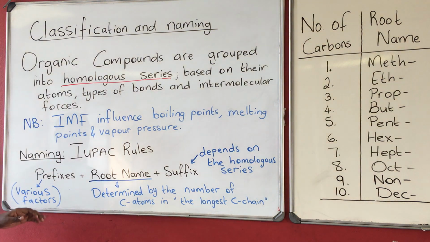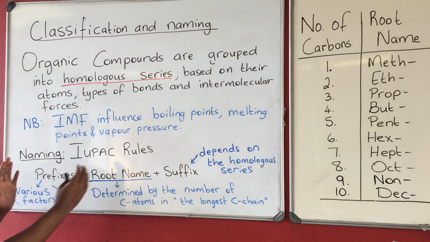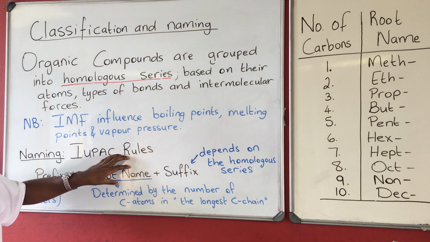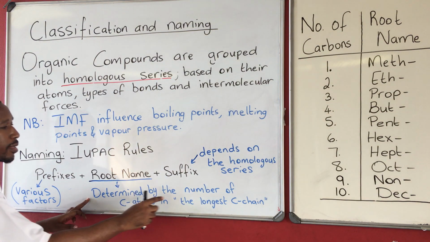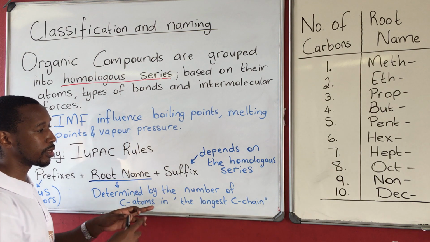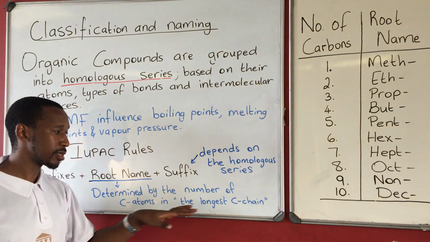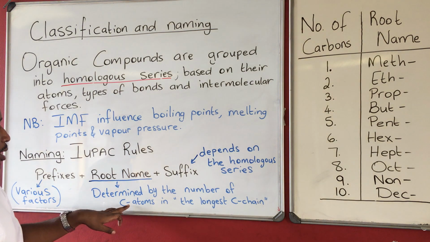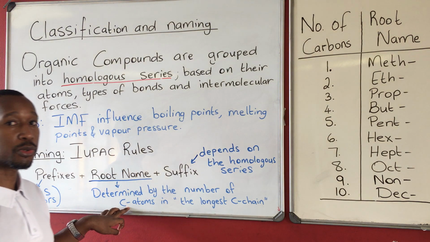So firstly, it is important that we understand that the naming will consist of 3 sections. Firstly, we will have the root name. The root name is determined by the number of carbon atoms in the longest chain. We will discuss the longest chain when we get to branching later on, but we are just saying that the number of carbons will determine the root name.